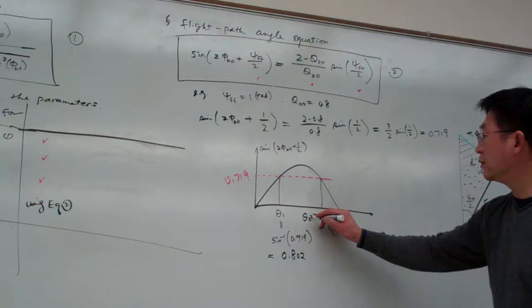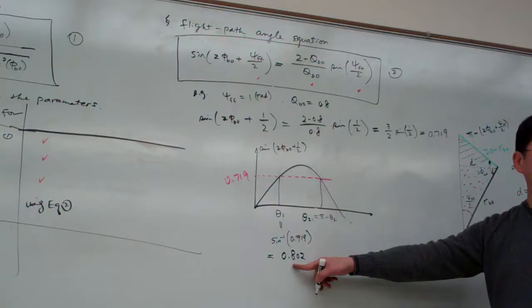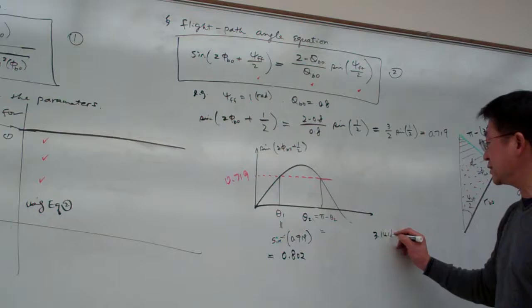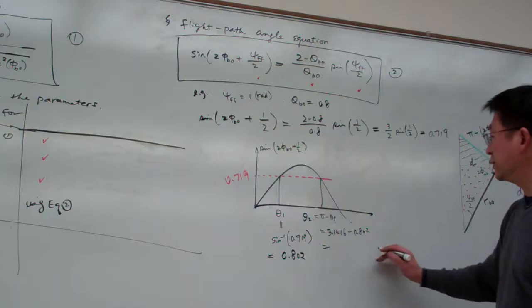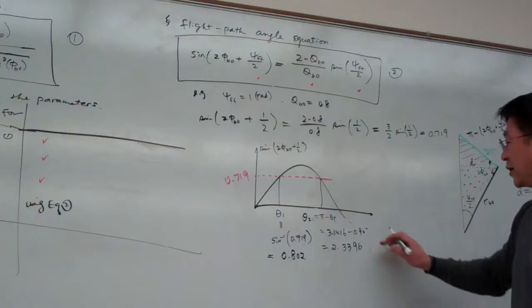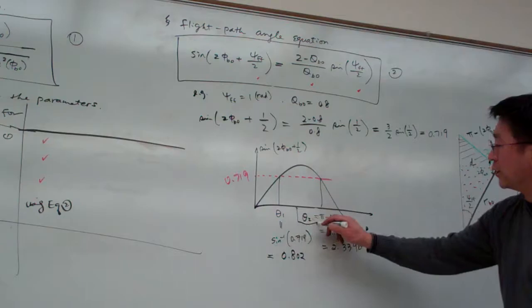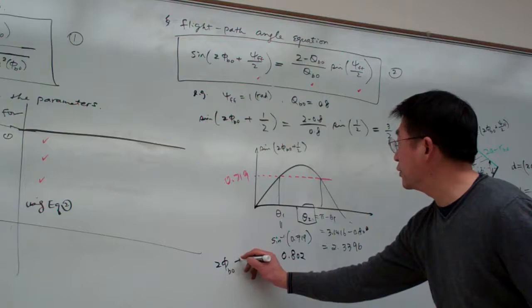Unless you specify otherwise, your calculator always gives this number, so the other one you need to do manually. That is 3.1416 minus 0.802. That will be equal to about 2.3436. So here I want to show you that we always have a second possible value for theta 2. So once we have this, 2 phi VO plus 1/2 equals this or equals this, two numbers.